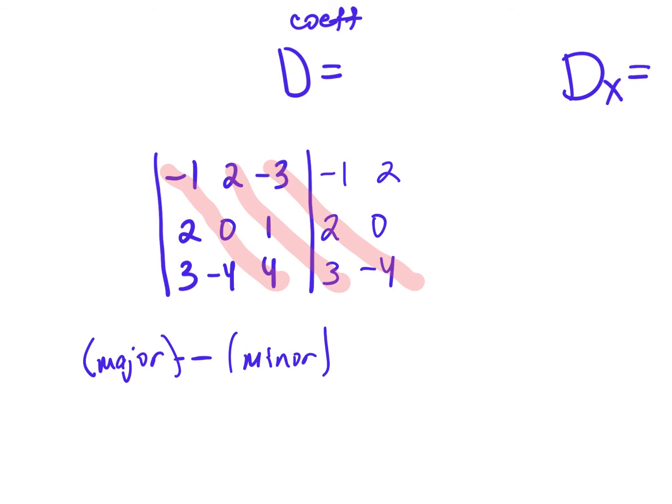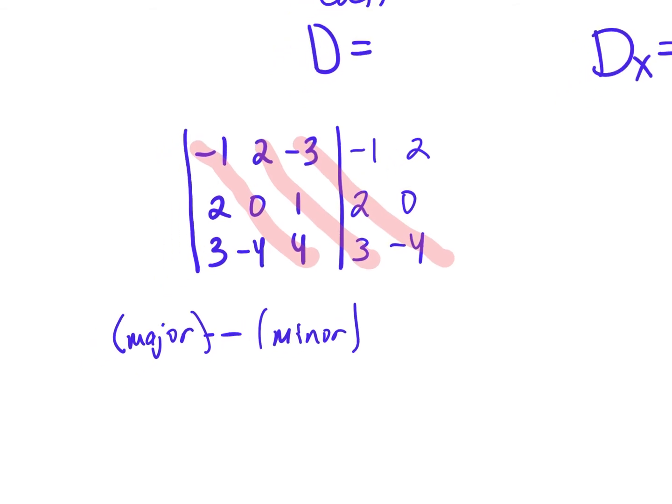You're going to multiply everything that's along the major. In the first major, what's -1 times 0 times 4? 0. Then multiply this one, the second one. What's 2 times 1 times 3? 6. And then here's the third one. What's -3 times 2? -6. Times -4 gives me +24, right? Everybody see that?